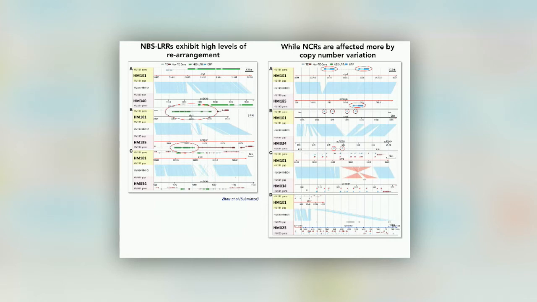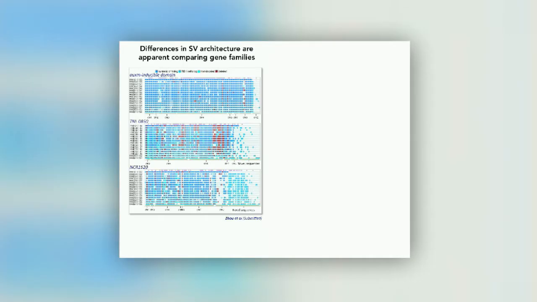So in other words, both of these gene families are big, they're clustered, they're involved in plant microbe interactions, they're involved in nodulation, and yet the way variation is structured in the population is very different. Rearrangements on the one hand, a higher frequency of rearrangements in the case of NBSLRRs, a higher frequency of copy number variants in the case of the NCRs. And here's another way to illustrate it.